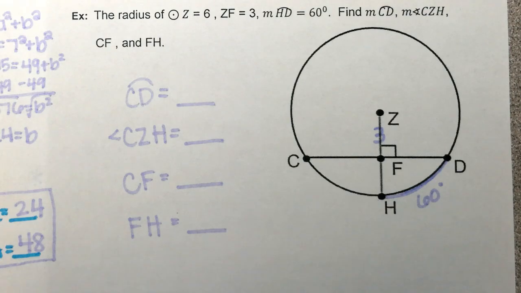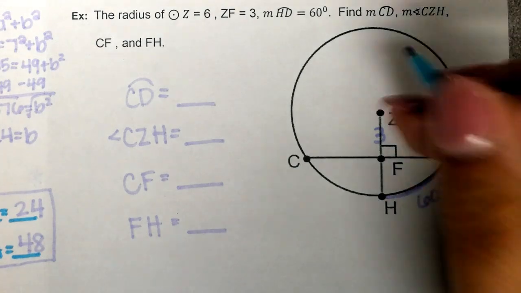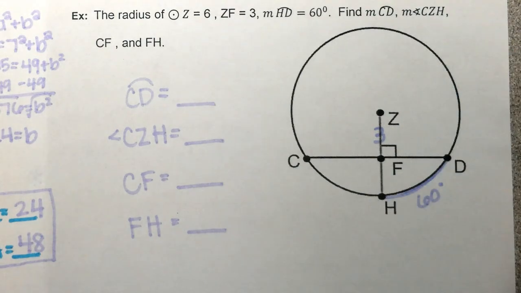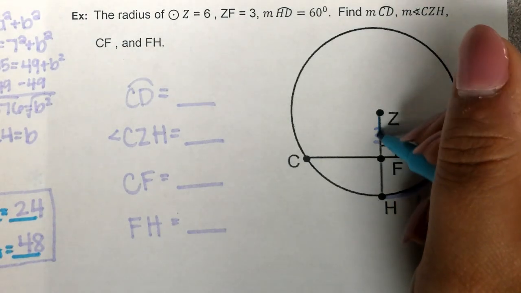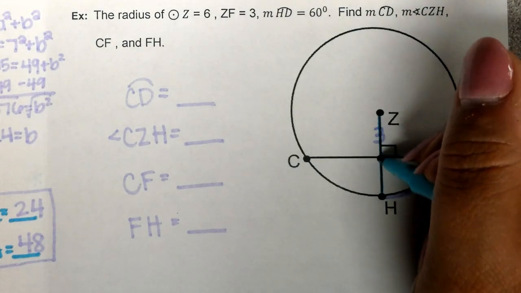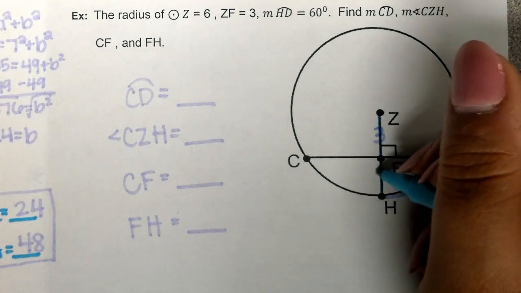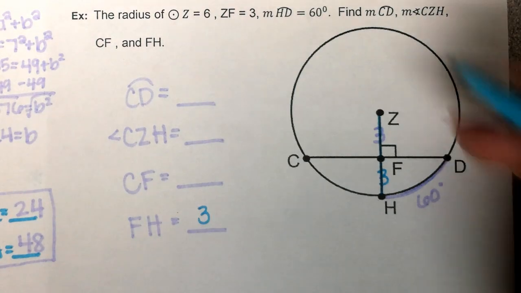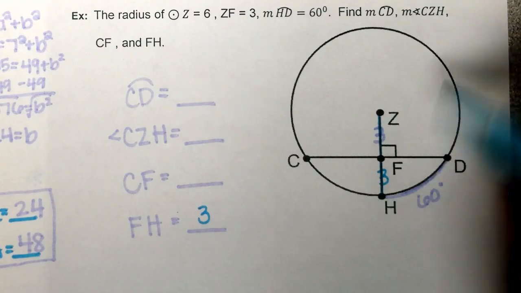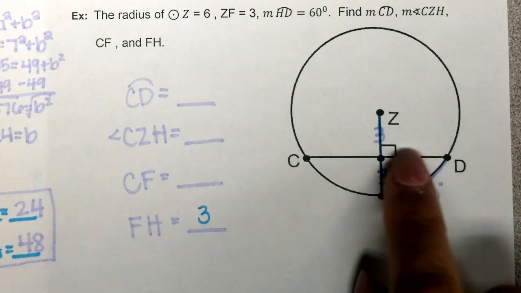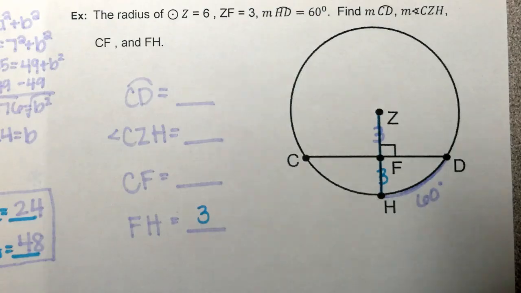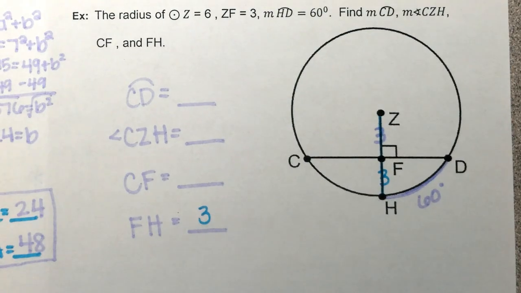Well, what do I know? Louder. Why is FH 3? The radius is 6. Do y'all agree Z to H is 6? Look up, y'all. So then if this is 3, what's this? Remember how earlier I said it doesn't always bisect it, but it can? This is an example where it does, but it's not always going to do that. All right, good job. What else?